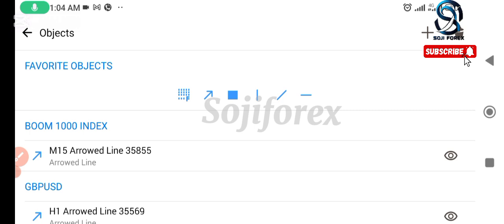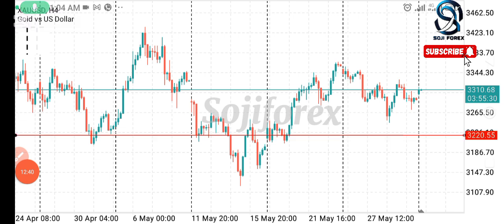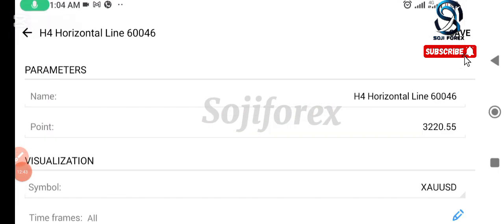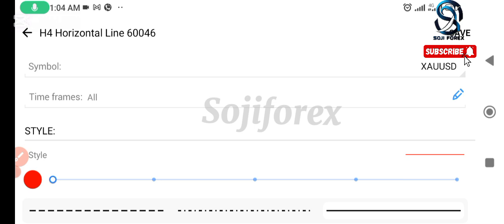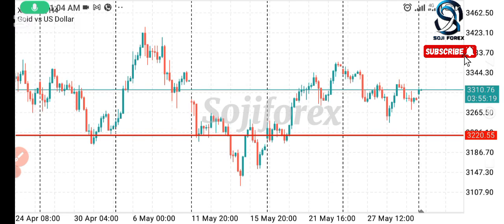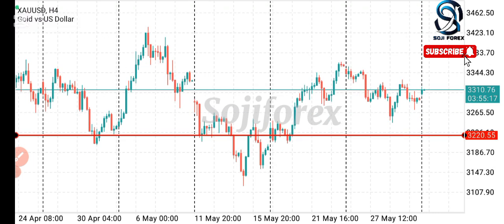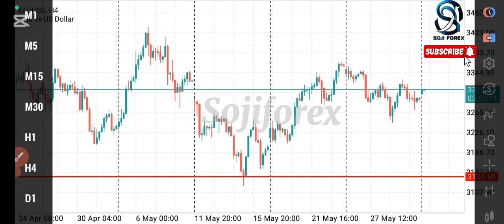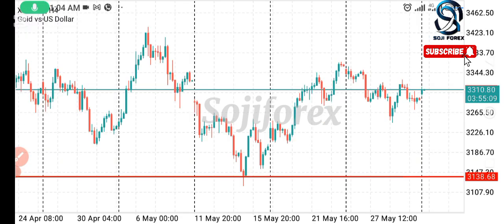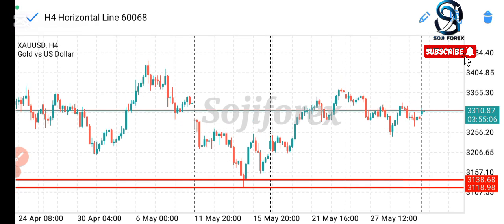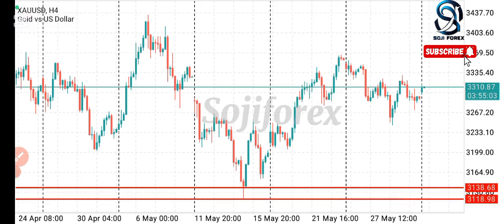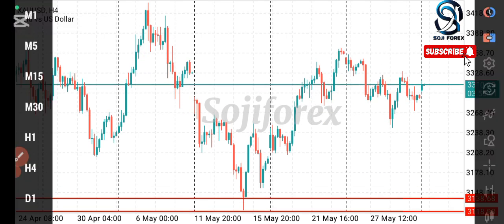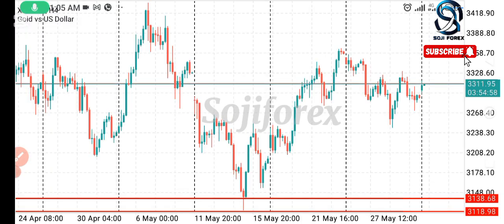However, if you are using your horizontal line to do the marking, it should be something like this. Let me make it bolder. Good. So you should be marking out something like this. So this is the zone. So all of that zone is your support and resistance zone. Okay. And then here we have another one.